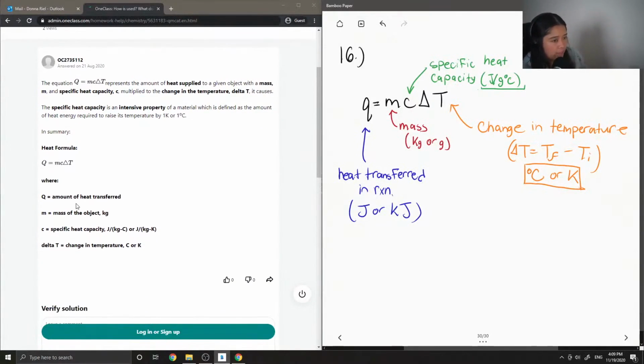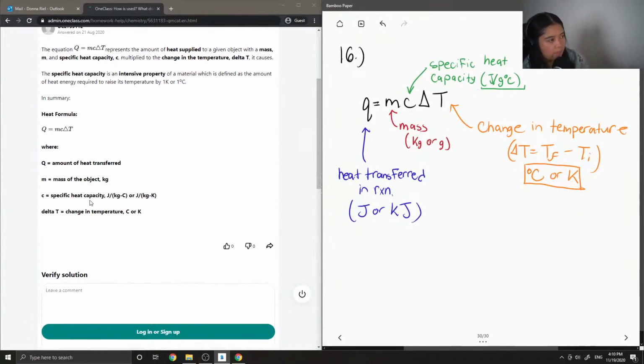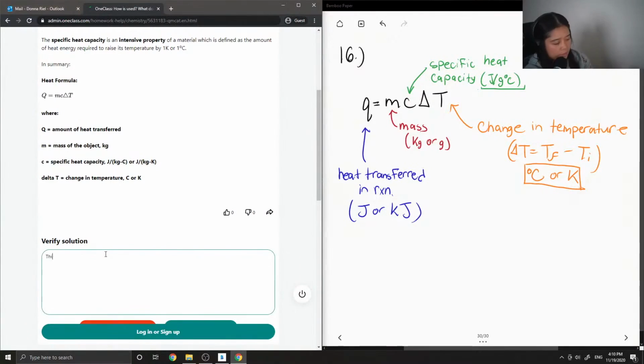Q equals the amount of heat transferred. Mass of the object is m. C is the specific heat capacity. Delta T is the change in temperature. Yep, so this solution is correct.